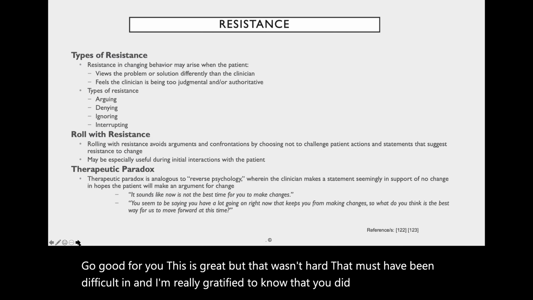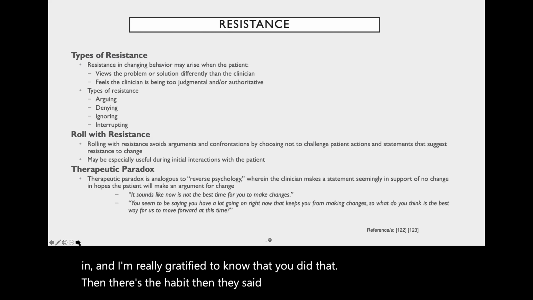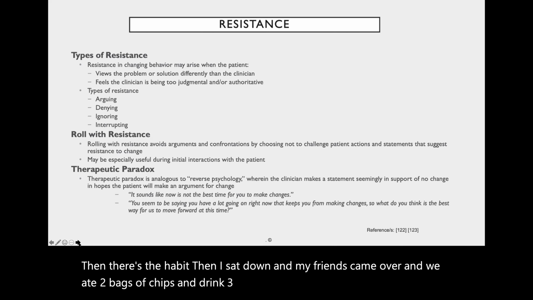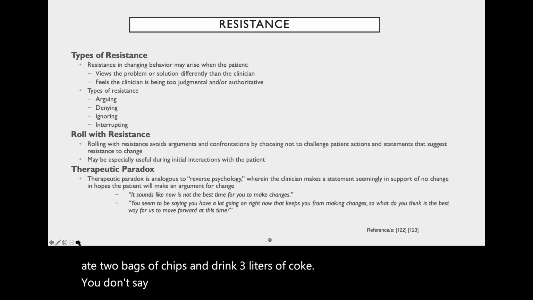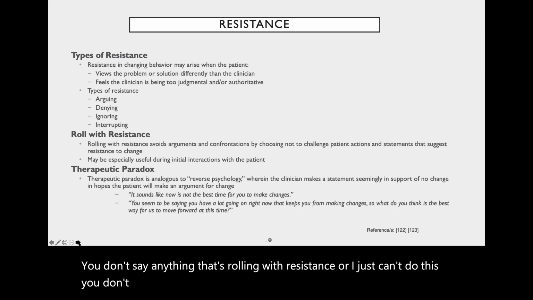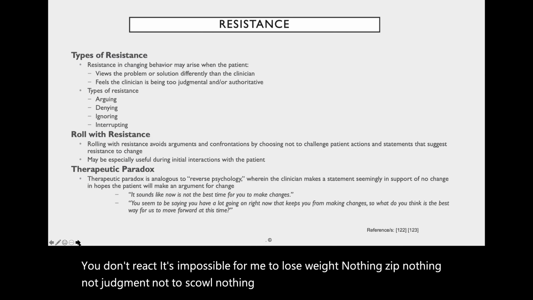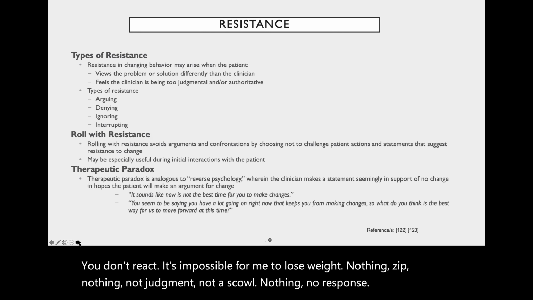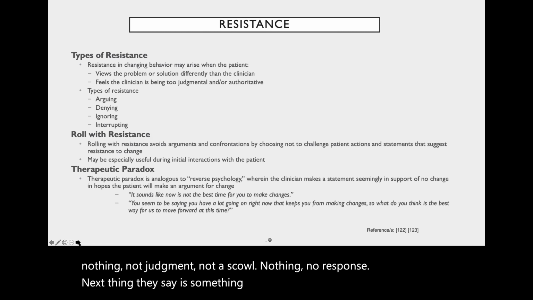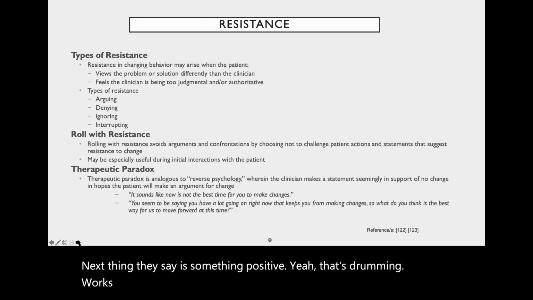Then they say, yeah, but then my friends came over and we ate 2 bags of chips and drank 3 liters of Coke. You don't say anything. That's rolling with resistance. Or I just can't do this. You don't react. It's impossible for me to lose weight. Nothing. Zip. Not judgment, not a scowl, nothing. No response. The next thing they say is something positive. Yay. That's drumming. Works great. You'd be surprised.